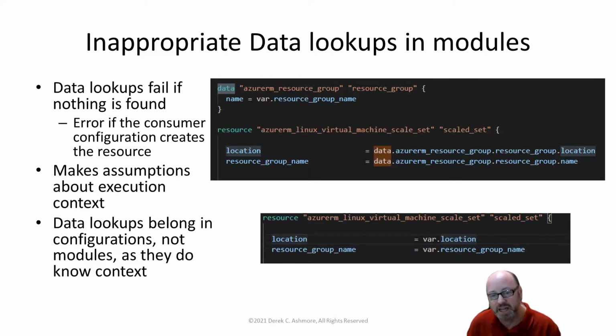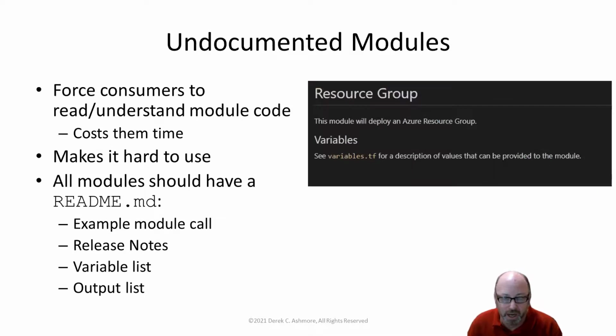What to do instead is, in the case of modules, pass everything the module needs as a variable. Don't make the module go look it up. Now, Terraform configurations, the outer layer Terraform, it does understand context, and it can use data lookups, and should make use of that if it's appropriate.